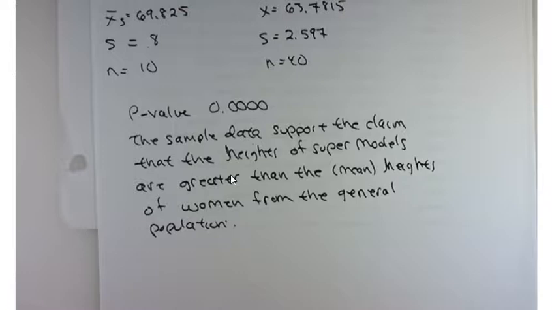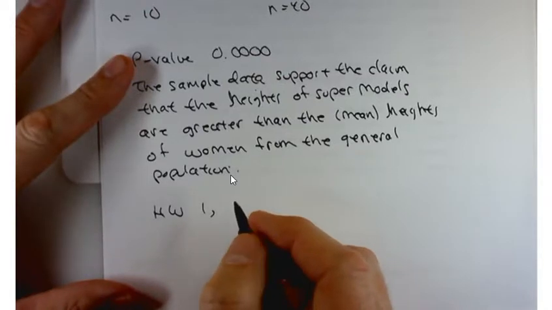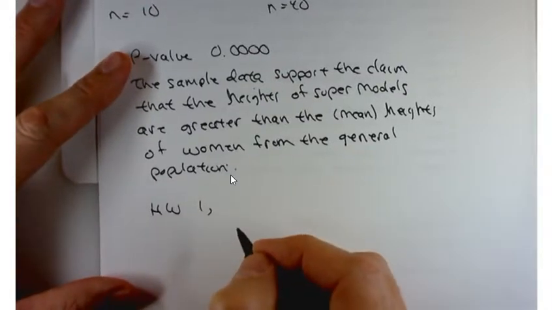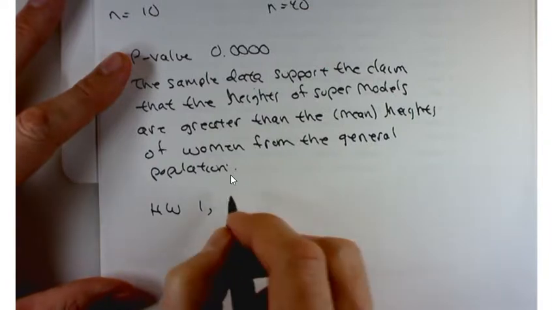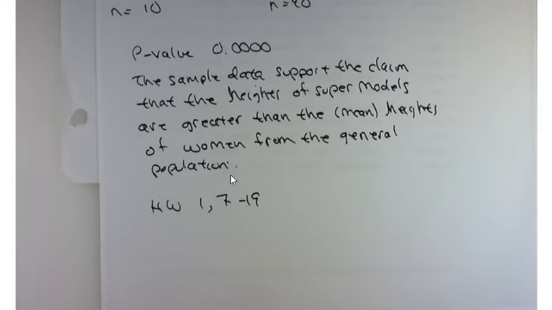So for now, for homework, try problem number 1. And that's it. Just kidding. Sorry. I know, that was cruel. 7 through 19. So that's not too many.